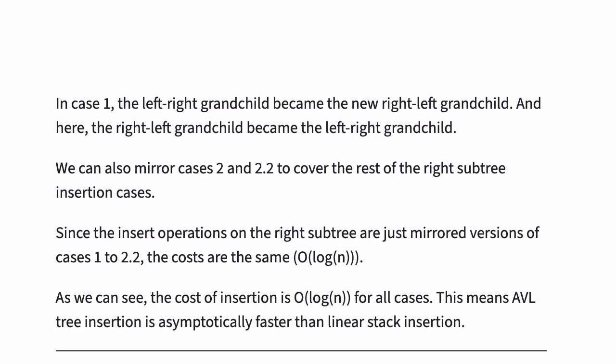Since the insert operations on the right subtree are just mirrored versions of cases 1 to 2.2, the costs are the same at O of log n. As we can see, the cost of insertion is O of log n for all cases. This means AVL tree insertion is asymptotically faster than linear stack insertion.